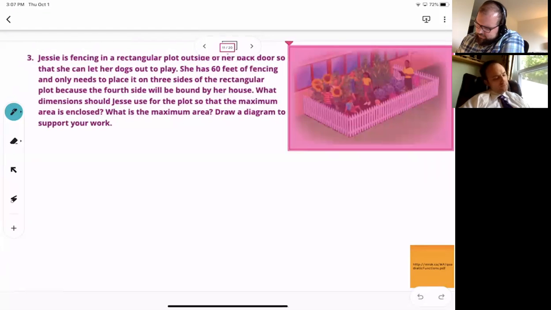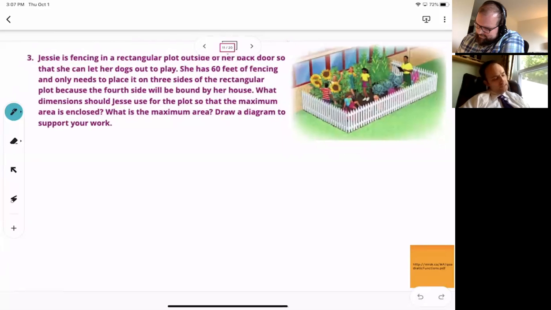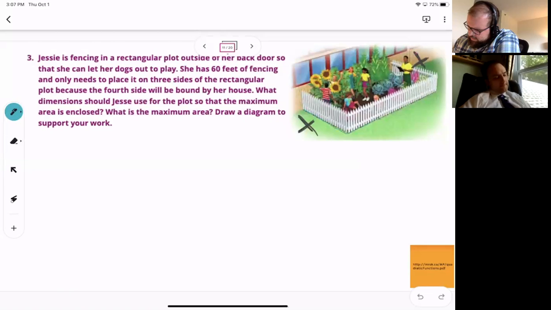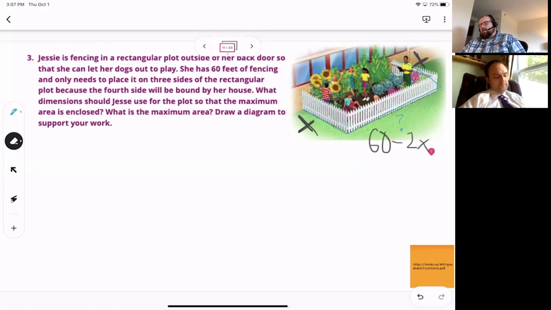We have 60 feet of fencing. So if I call this X here, and this is a rectangle, so hopefully that side is X also. So this whole thing is going to be 60. What if I want to know this piece? Well, if the whole thing is 60 and I've already used two X's, then that piece has got to be 60 minus 2X. Oh, okay. So just to recap, we got 60 feet of fence total. We know that each piece on the sides is going to be X.